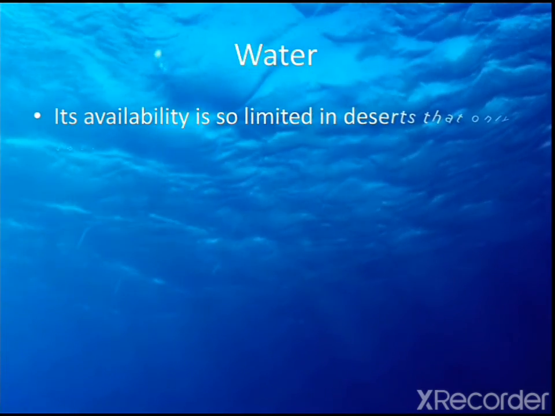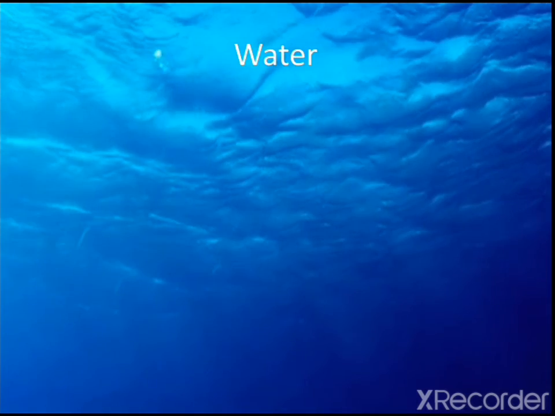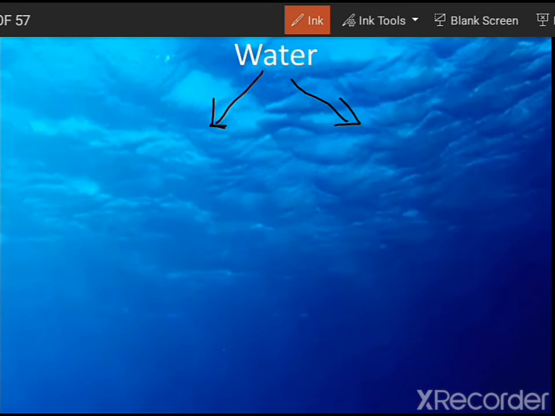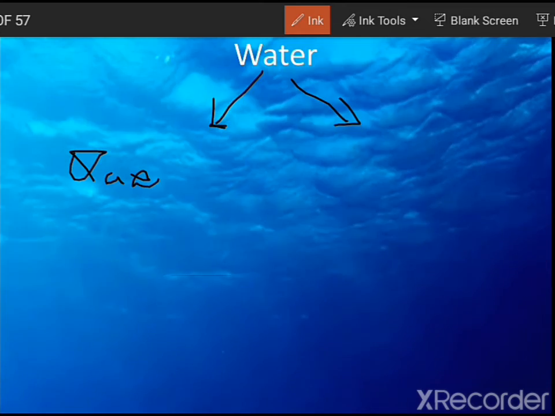Now, what is most important when we talk about water? Water is extremely important for every living organism. But what matters is the quantity of water as well as the quality of water.